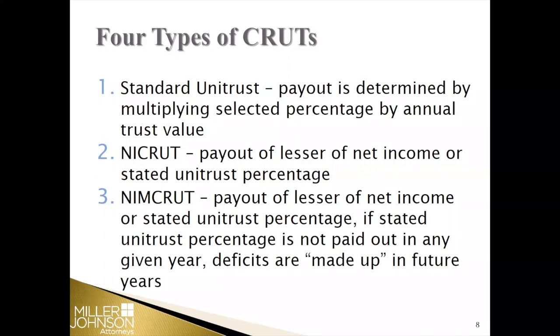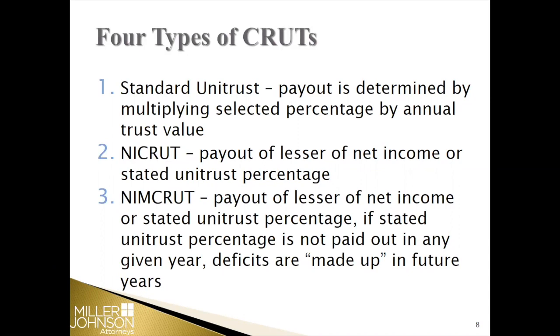The goal there is, it is a charitable remainder trust. You want to leave something for charity. It's just not a tax planning vehicle. So that is put in place to ensure that charities do benefit from these trusts. Now, the NI-CRUT, the payout is structured a little bit differently. It pays out the lesser of the net income or the stated Unitrust percentage. So in this environment with very low interest rates, you may not get much of a payment with a NI-CRUT because that net income could be very low.